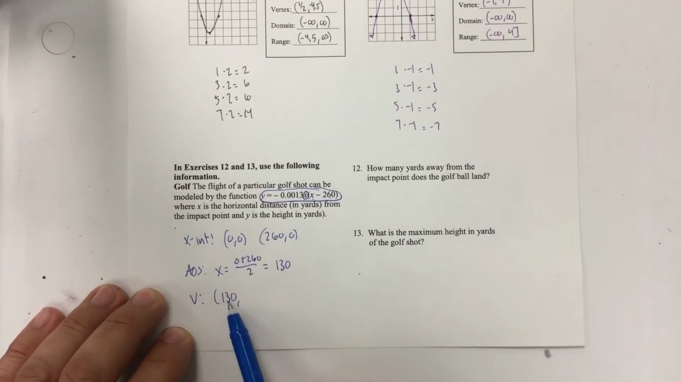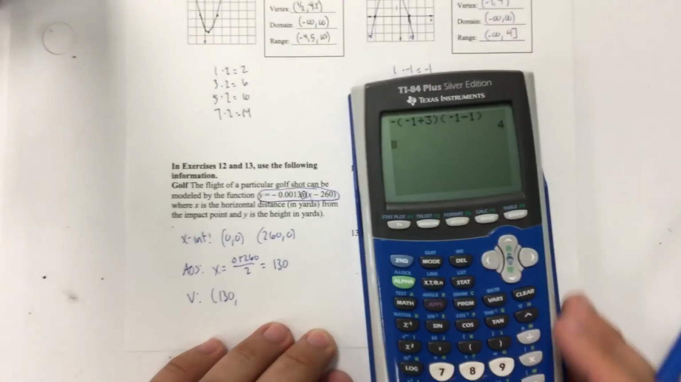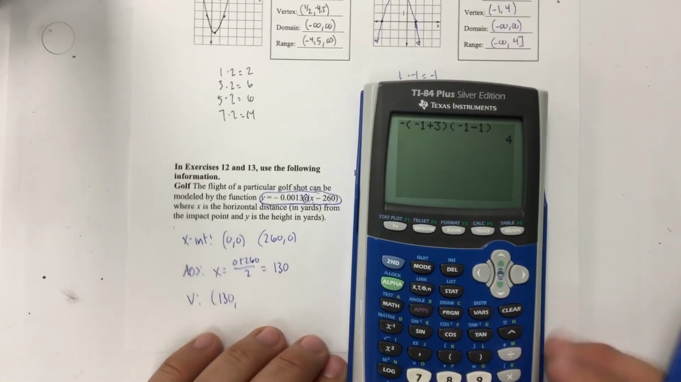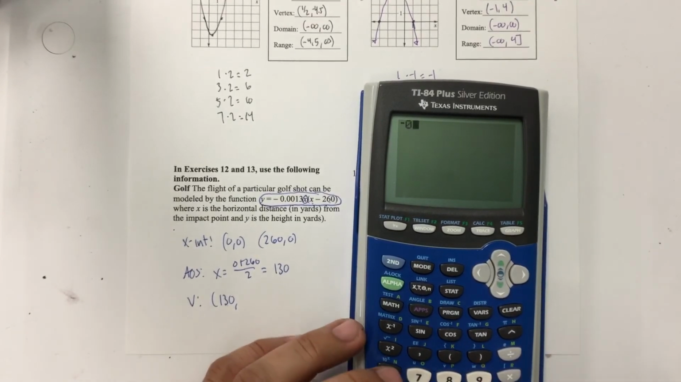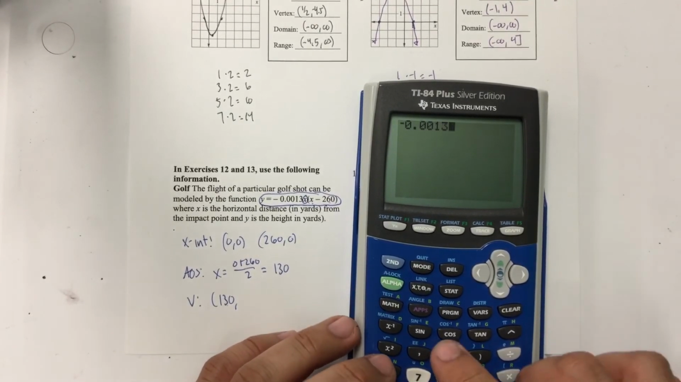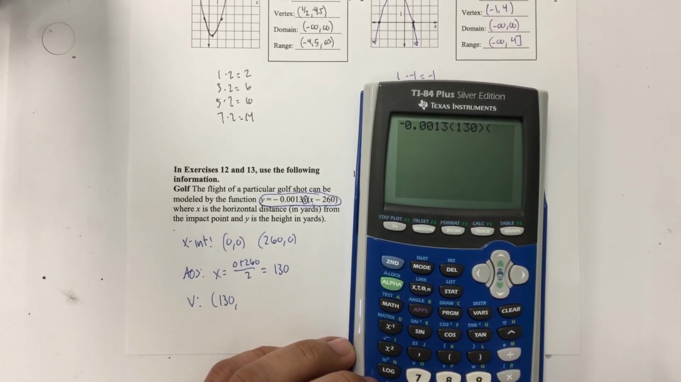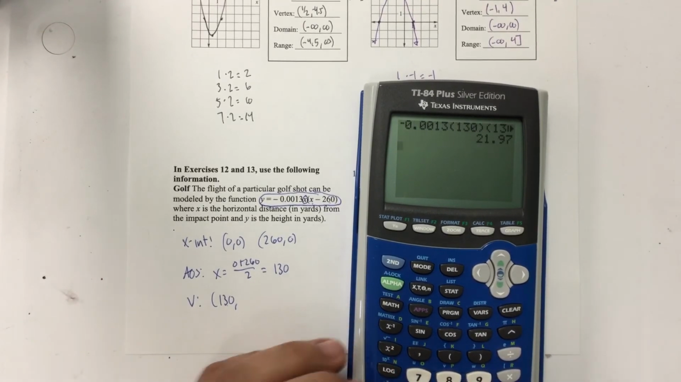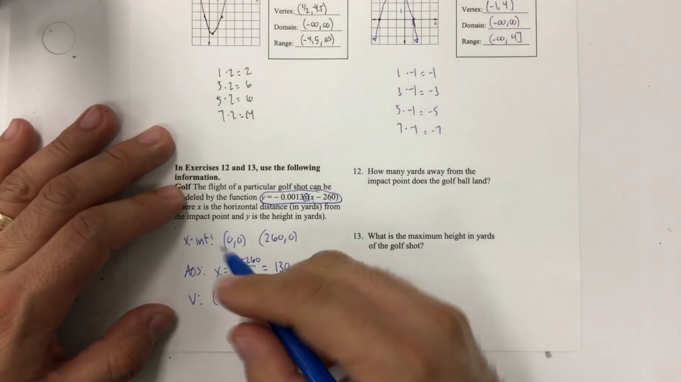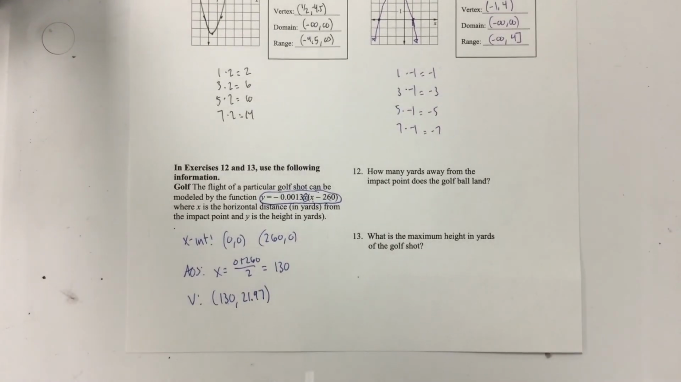So my vertex is going to be x value of 130, comma. Now to get my y value, I take 130 and I plug it into this function here. So that's why I have a calculator available. If you want to use Desmos, you can, or the online ones. So negative 0.0013 times 130. And then we have 130 minus 260. And we get 21.97.